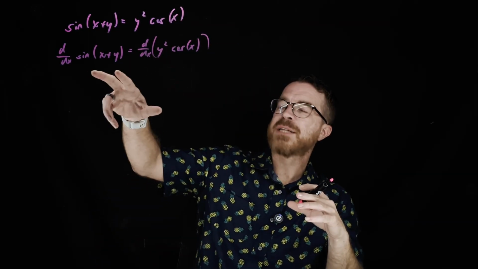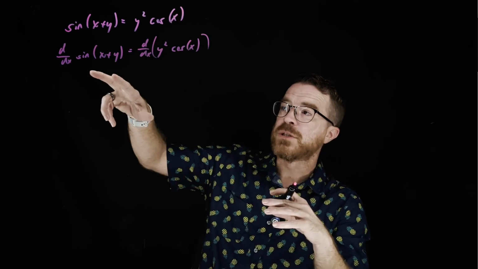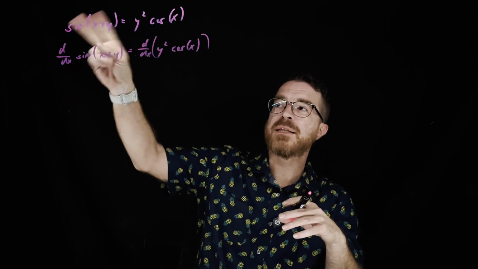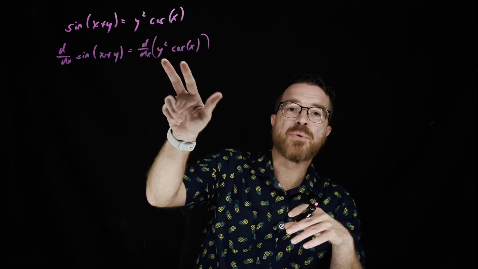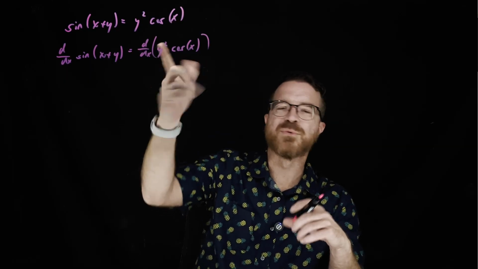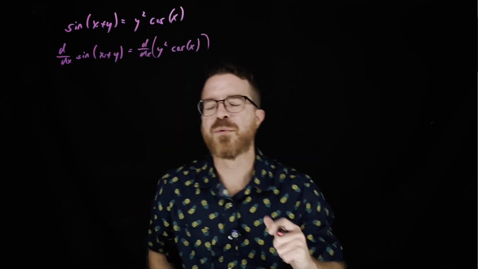So now looking at this, what are we going to have to do? Well, for the left side, we're going to have to use the chain rule, right? We're going to take the derivative of the outside, then we're going to take the derivative of the inside. For the right side, this is going to be the product rule, which technically also involves the chain rule because of the y squared when we take the y prime term.